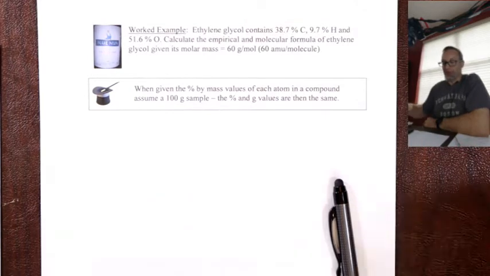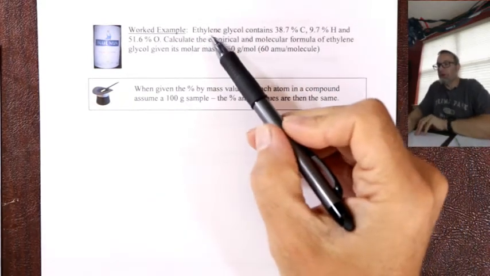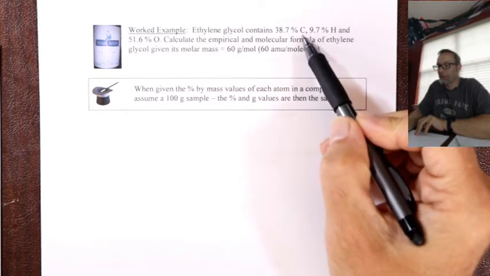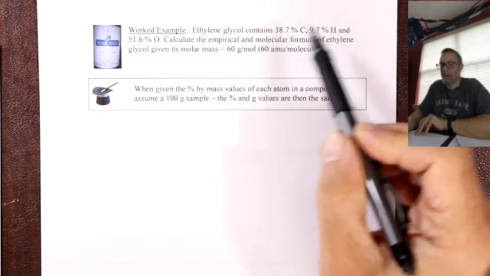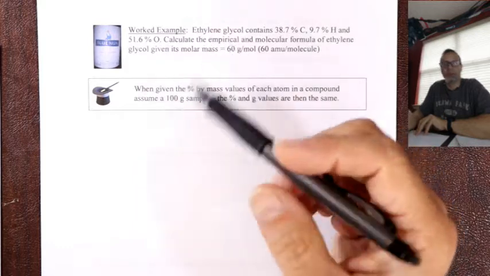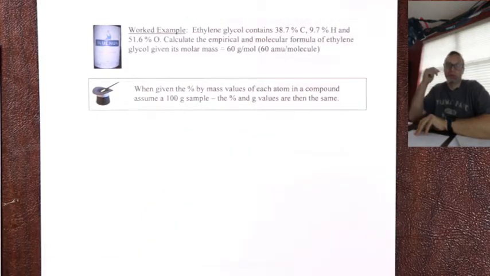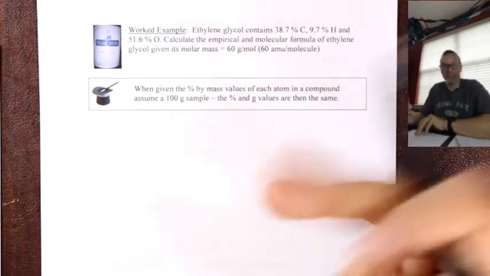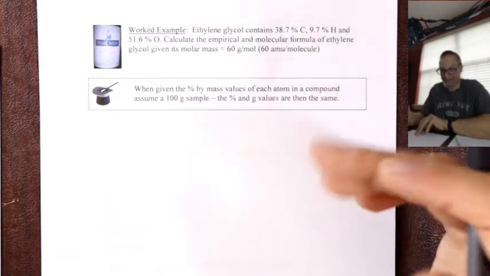So, worked example. Ethylene glycol, a real molecule, contains 38.7% carbon, 9.7% hydrogen, and 51.6% oxygen. How do we know that? Because when you work in a chemistry lab, you make a new molecule and you want to know its formula. So you send it off for what's called percent composition analysis. You send it to literally a lab in New Jersey. All the labs are in New Jersey in a basement.